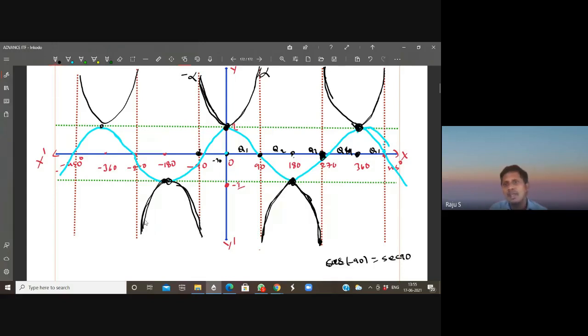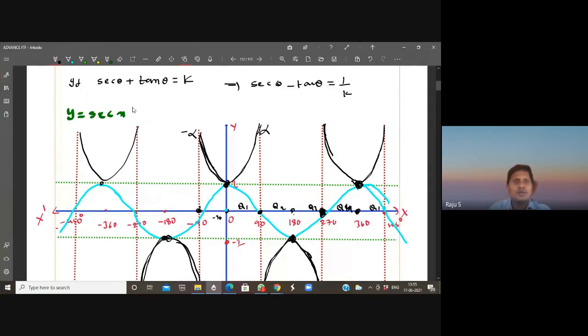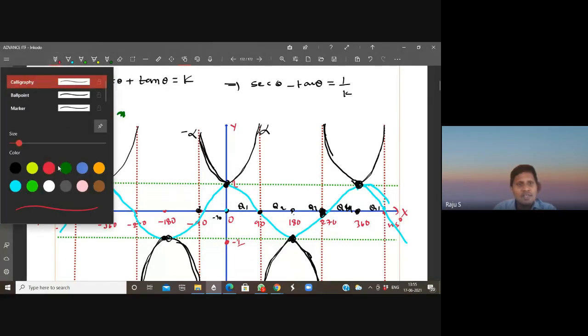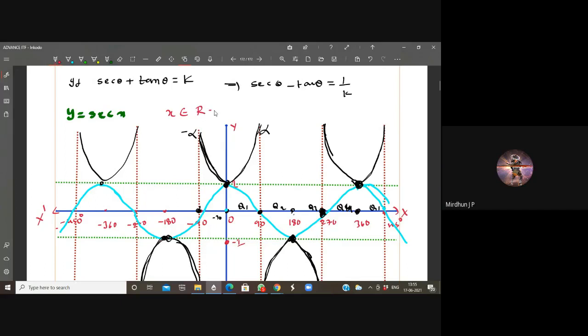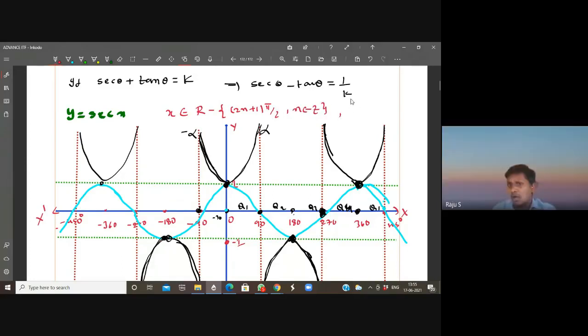So this is the graphical representation of secant x. What is the domain? Can anyone tell the domain? It exists except at 90, 270, like that. So the domain is R minus (2n plus 1) into pi by 2, where n belongs to the integers.